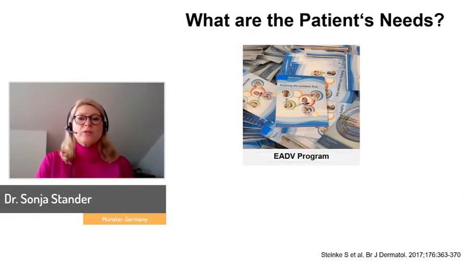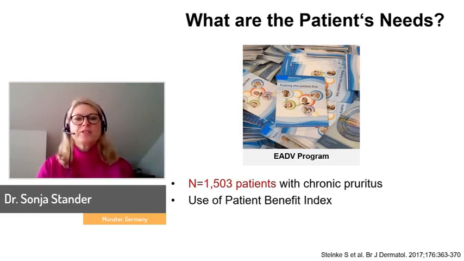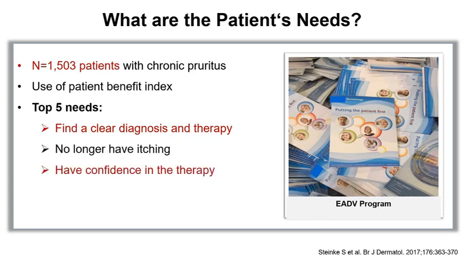When we come now closer to the treatment, we have to ask ourselves first, what are the patient needs? Of course, we assume that they want the itch to be controlled, and this was checked by an analysis in over 1,500 patients using the patient benefit index, an instrument developed by Matthias Augustin from Hamburg. And here you see the top 5 needs. Surprisingly, control of itch was only number 2 in the aims. Number 1 was to find a clear diagnosis and therapy. And number 3, to have confidence in the therapy.